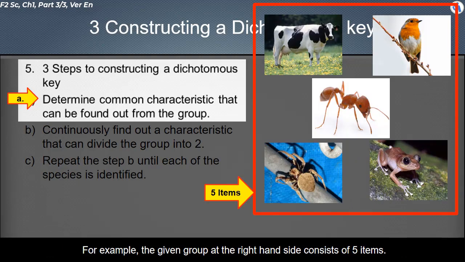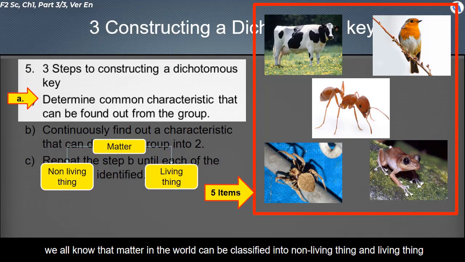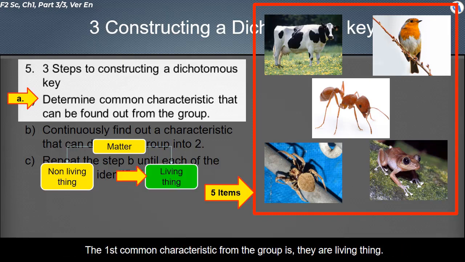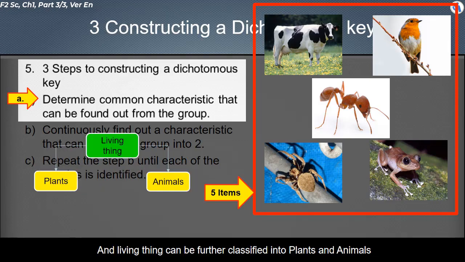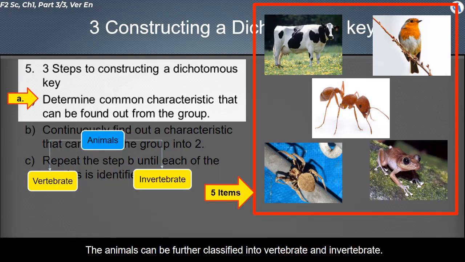For example, the given group at the right-hand side consists of 5 items. Now, we have to determine common characteristics that can be found from the group. We all know that matter in the world can be classified into non-living things and living things. The first common characteristic from the group is that they are living things. And living things can be further classified into plants and animals. And all the items in the group are animals. The animals can be further classified into vertebrate and invertebrate. We start the classification from this division.